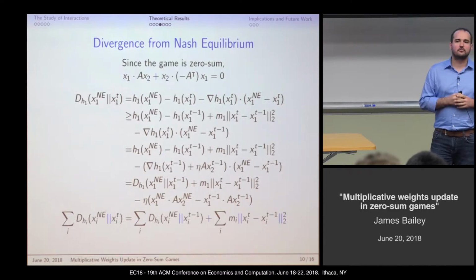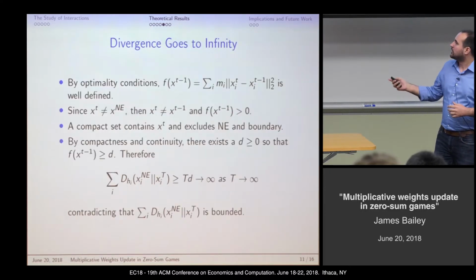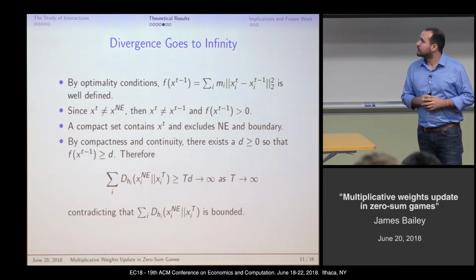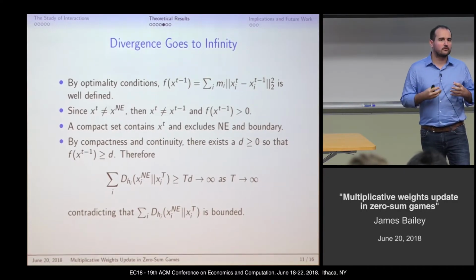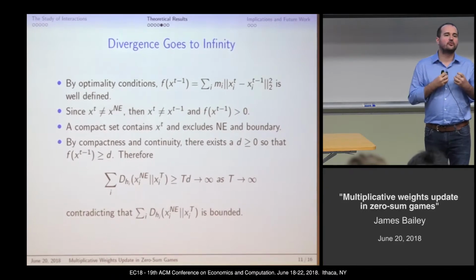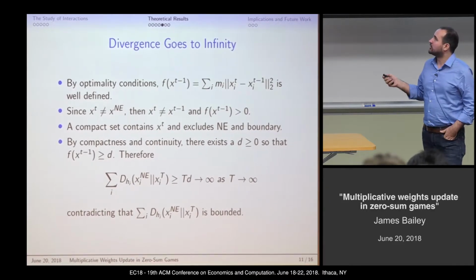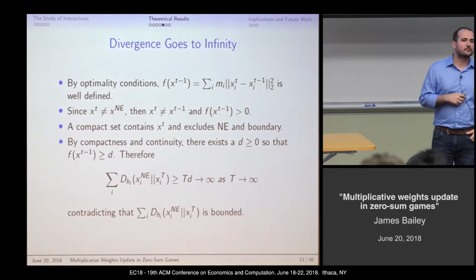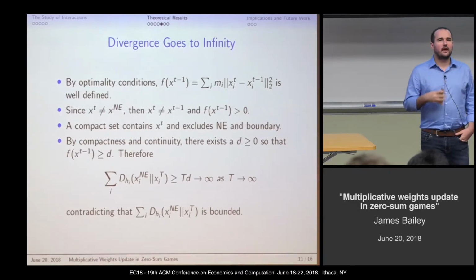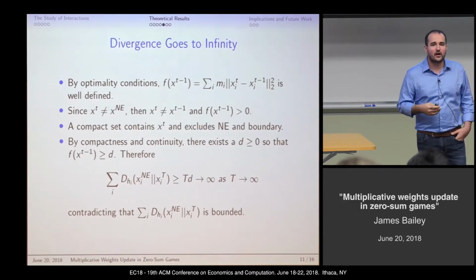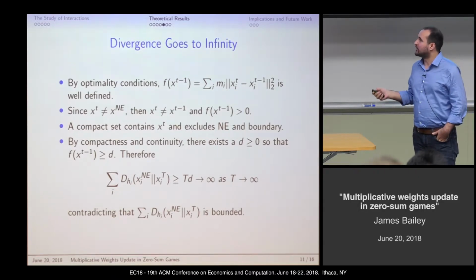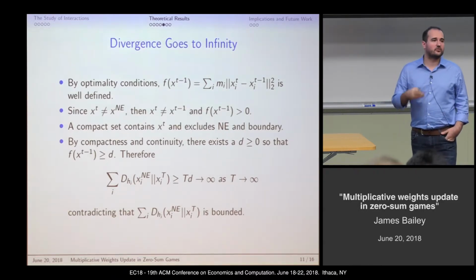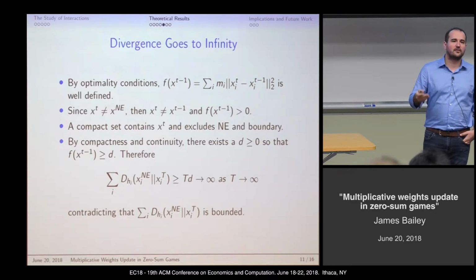Now we just need to show it repels by enough, and that argument is a little bit simpler. We've said the Nash equilibrium is the only stationary, stable point, and therefore players actually have to do some sort of update. Therefore this step size is positive. Then, using a compactness and continuity argument, we can bound this by some positive constant. We can say that in each iteration, the Bregman divergence increases by at least some constant d.